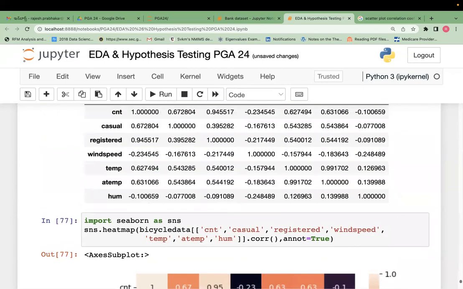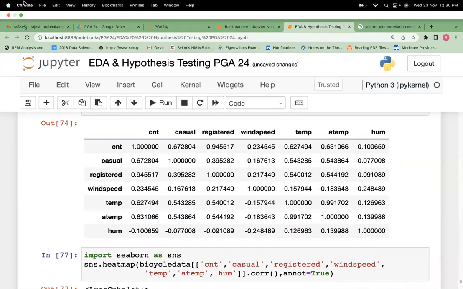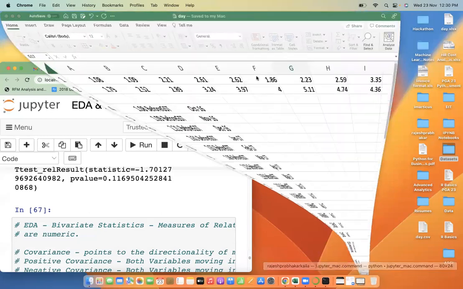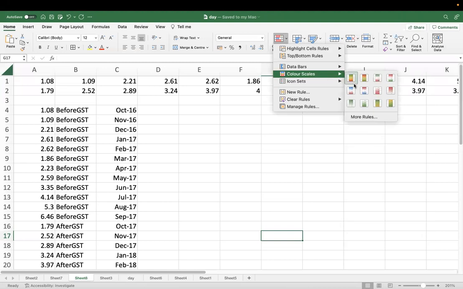So same thing, when you have large scale data, sometimes even this is difficult. So what we will do is write the output into an Excel sheet. You can convert it into a data frame with pd.DataFrame and write it with to_excel. In an Excel sheet, you have conditional formatting, color scales. Red, yellow, green: strong correlation will be green, medium will be yellow, lowest correlation will be red. So this also we have to do.